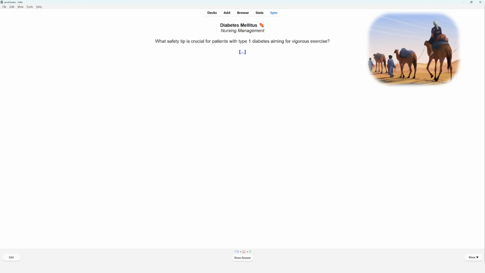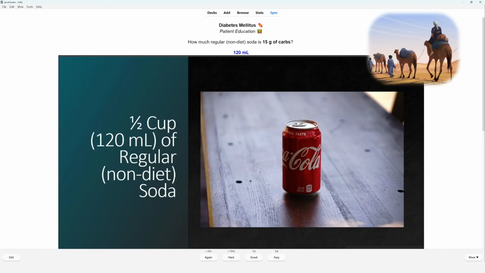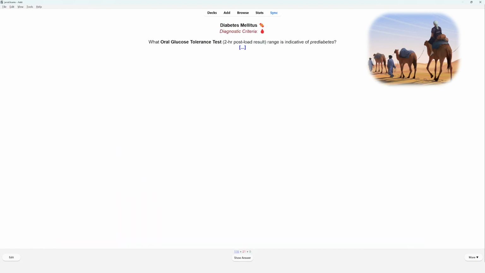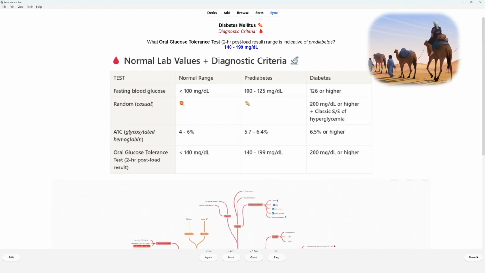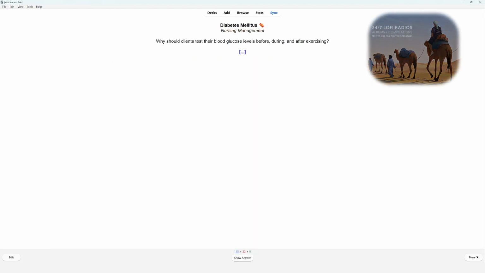What safety tip is crucial for patients with type 1 diabetes aiming for vigorous exercise? Keep the glucose 100 to 250, no urine ketones. 8 ounces or 4 ounces of regular non-diet. Okay. Something under 200. 140 tonight. 190. Okay. Why should clients test their blood glucose before exercise? To make sure that they're not exercising and using up too much energy and causing themselves to bottom their blood glucose out.